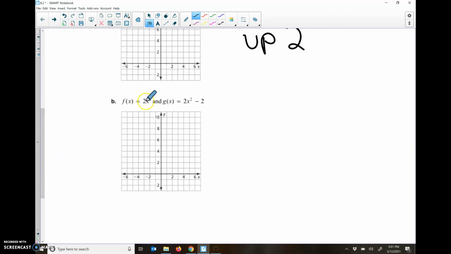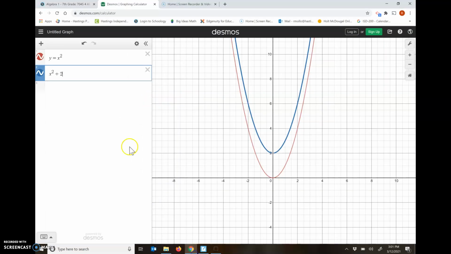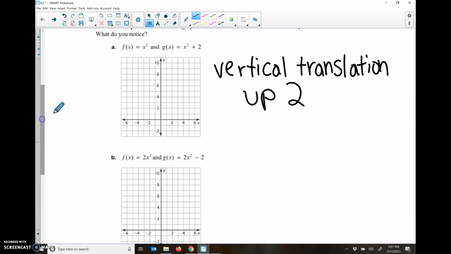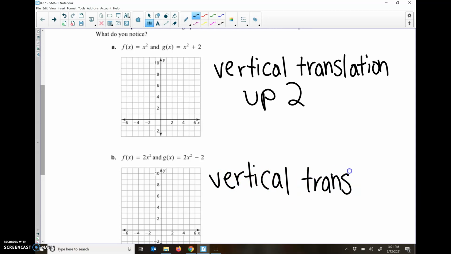Okay, same thing here. B wants us to compare 2x squared and 2x squared minus 2. So kind of the opposite. Let me put a 2 in front of that. So 2x squared and then 2x squared minus 2. Again, the red line is what we're starting with, and then down to the blue line, not any skinnier or fatter, but the blue line is 2 units down from the red line. So same thing. This one is a vertical translation two down.